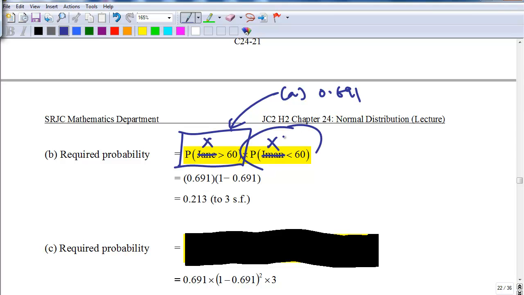This part of the answer, probability X less than 60, is just the complement of what you have found in part A. This is just 1 minus 0.691. And then all you need to do is to press your GC to get the answer, 0.213. Done.